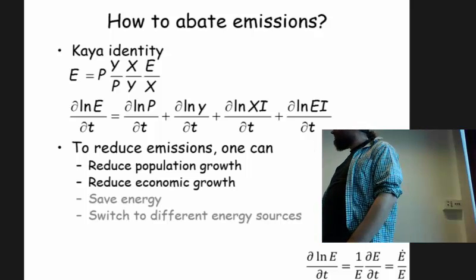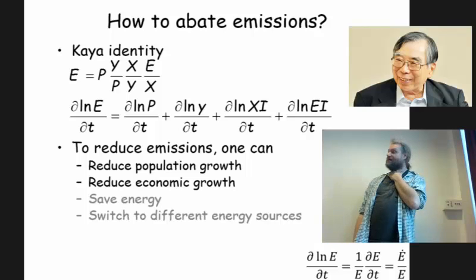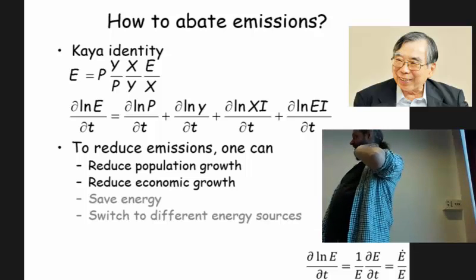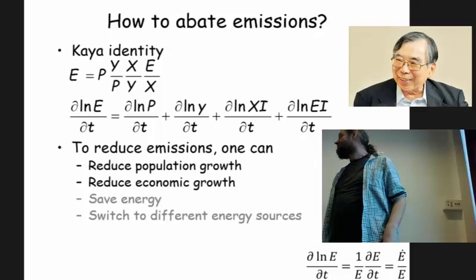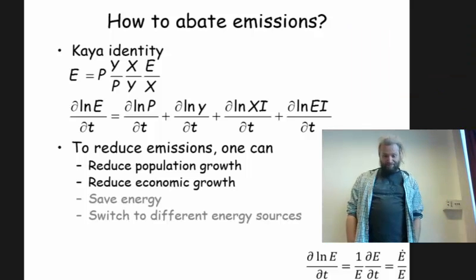How can we reduce emissions? Yesterday I talked about where emissions come from, and I introduced the Kaya identity that is reproduced here. That says that emissions is equal to population, the number of people, times per capita income, times the energy intensity of the economy, times the carbon intensity of the energy system.